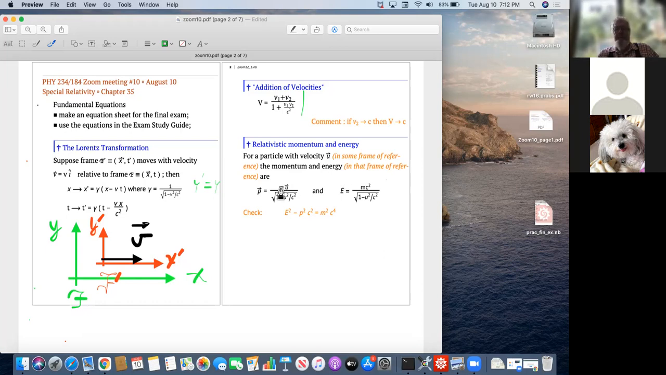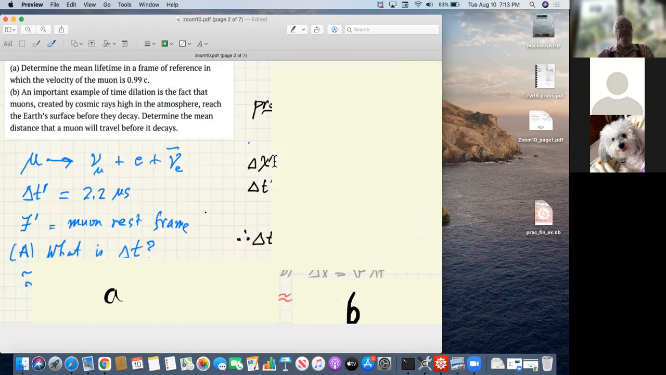These two formulas satisfy the condition E squared minus P squared c squared is m squared c to the fourth. All right, so those are the kind of equations that you'll find in the homework assignment this week. And so let's take a look at some of the problems.